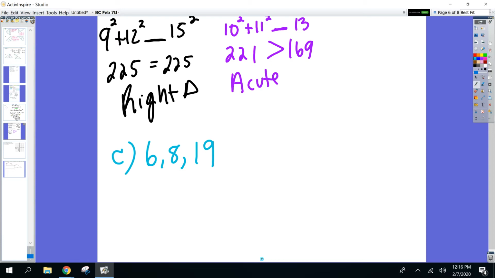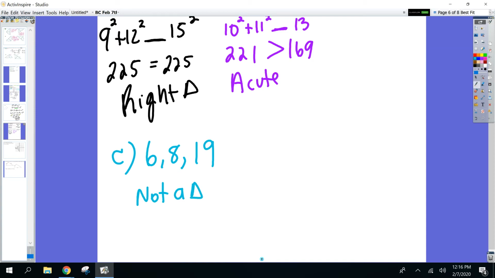Why are we even testing if it's acute or obtuse? It's not even a triangle. Why not? Come on, dig deep. Little review. Why isn't this a triangle? Sum of two sides needs to be? What's the problem? Correct. 6 plus 8, not bigger than 19. This is not a triangle.